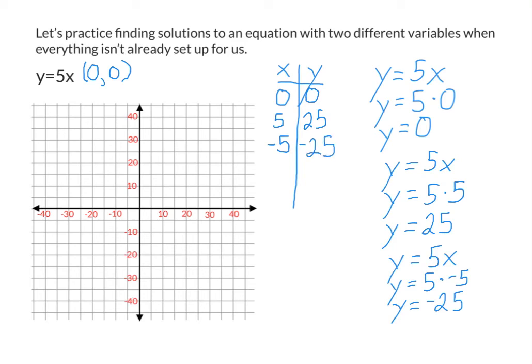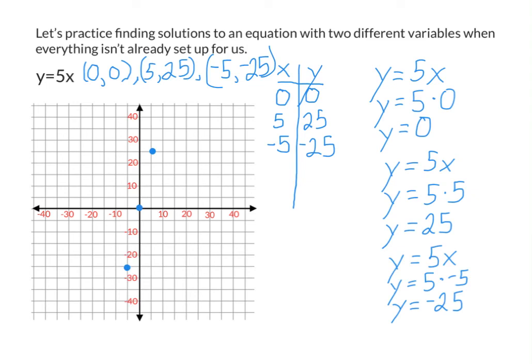So my next two ordered pairs will be 5, 25, and negative 5, negative 25. Again, I want to choose at least 3 to see if it's going to be a linear equation. Now I'm going to plot those points on the graph, keeping in mind the fact that I have intervals of 5. So 0, 0 is located right here at the origin of the graph. Positive 5 on the x-axis and positive 25 on the y-axis is located right about here. And negative 5 on the x-axis, negative 25 on the y-axis would be located right there.